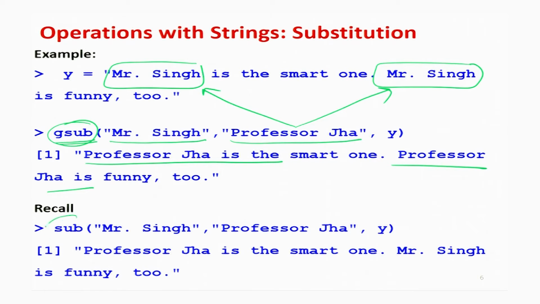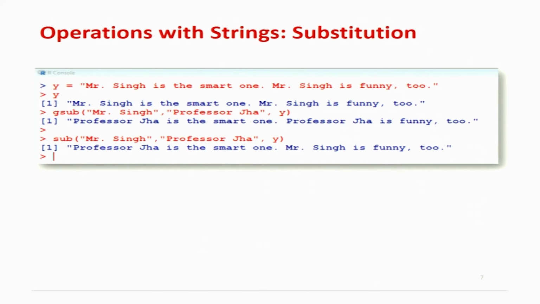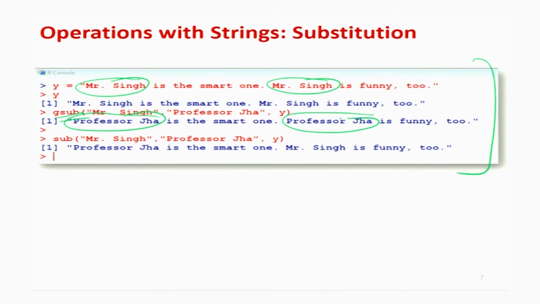And if you recall what was happening in sub, it was replacing at only one place, and at the second place Mr. Singh was still there, there was no replacement. So that is the difference between the role of sub and gsub, and this is the screenshot. You can see this is Mr. Singh, this is Mr. Singh, and in the case of gsub, when you replace Mr. Singh by Professor Jha, Professor Jha is replaced here and here at both the places, but in the case of sub, Professor Jha is replaced only at the first instance. After that Mr. Singh is not replaced by Professor Jha. So this is how it actually works.